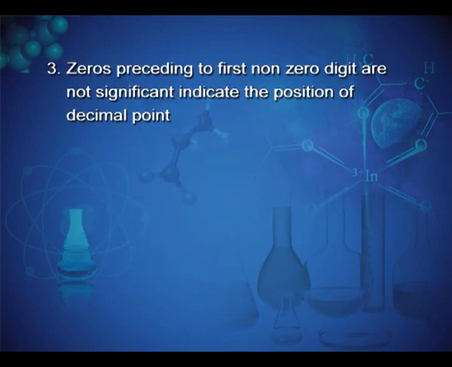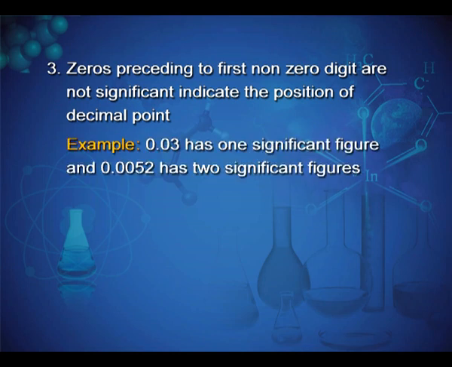Zeros preceding the first non-zero digit are not significant. Such zeros indicate the position of the decimal point. This is the third rule of significant figures. We will take a simple example: 0.03 has 1 significant figure and 0.0052 has 2 significant figures.